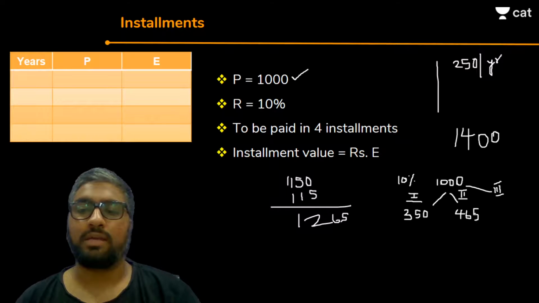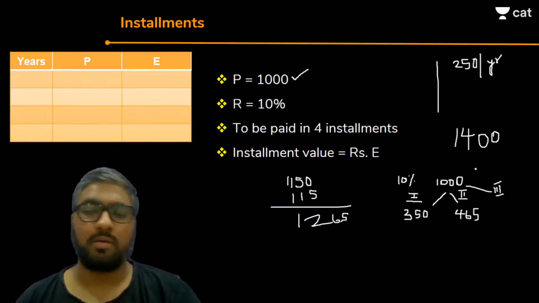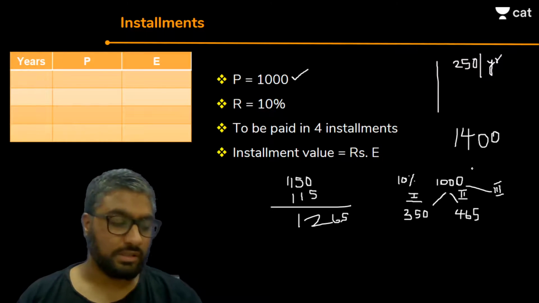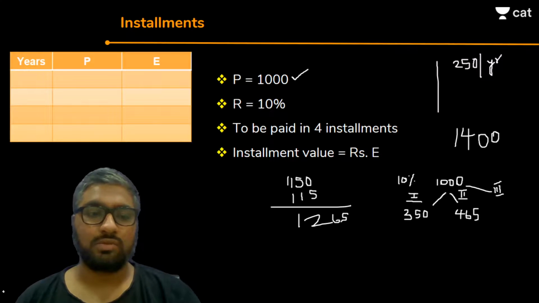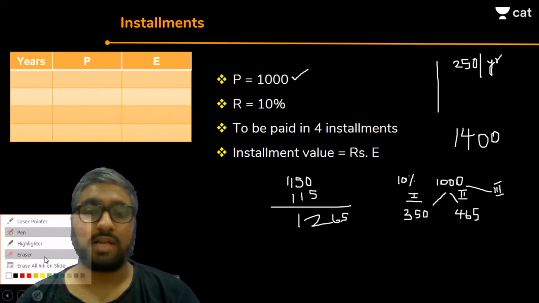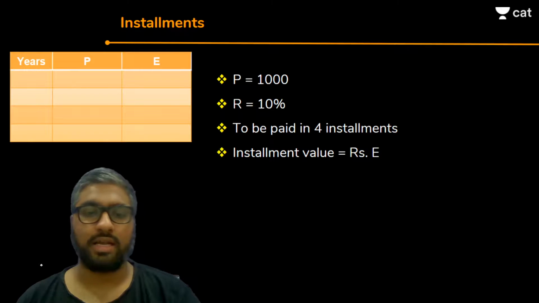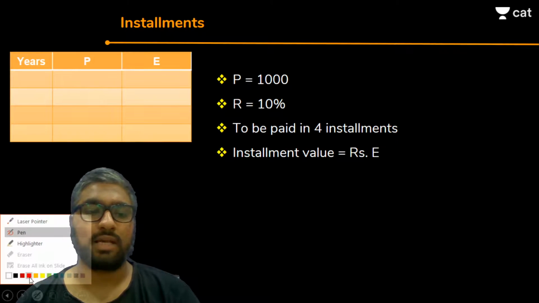For the third installment, what would you pay me? 465 plus whatever is the pending amount, the due amount, 10 percent on that. Here, this was just an example. The calculation here is not correct. Okay, what we'll be doing now is doing the calculation.